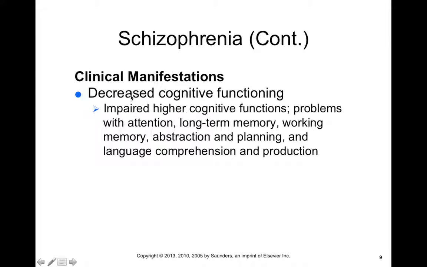Now, in terms of the clinical manifestations here, we see impaired higher cognitive functioning, also problems with attention and long-term memory. We see problems with working memory, abstraction and planning, and language comprehension and production. This is why it's the negative symptoms, because you see deficits in all of these higher order functions.